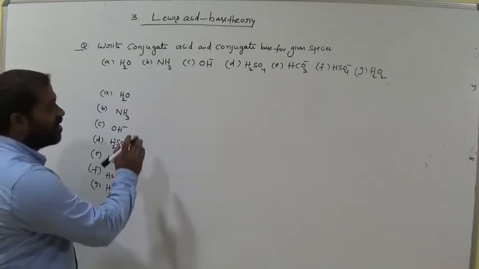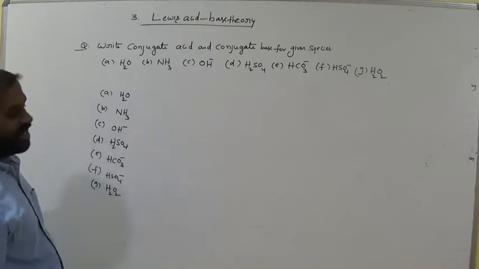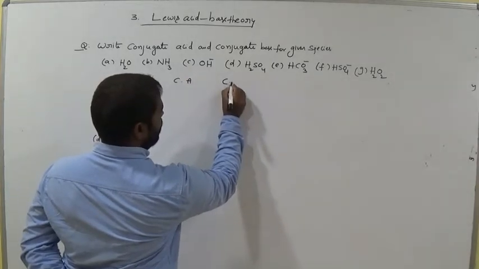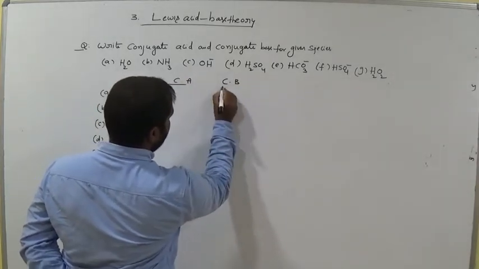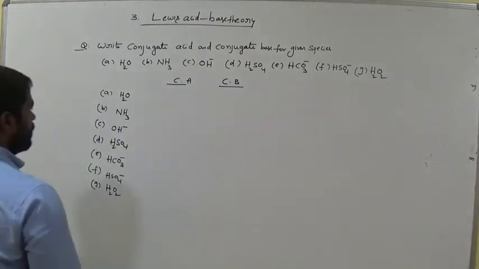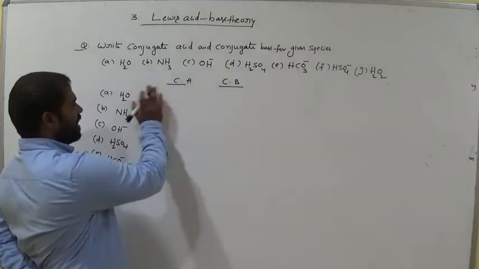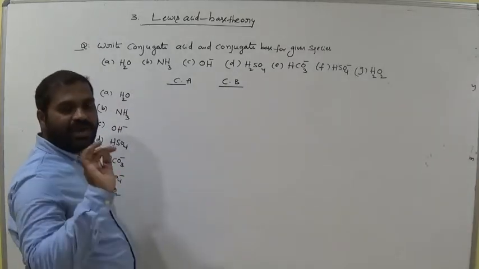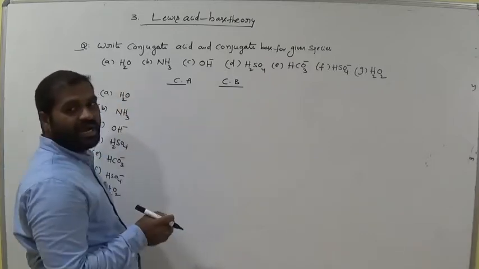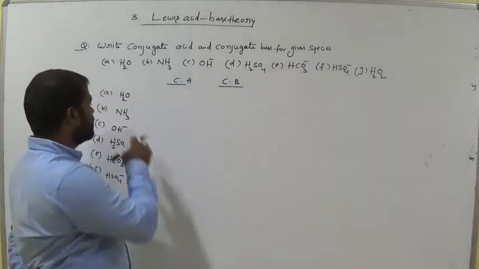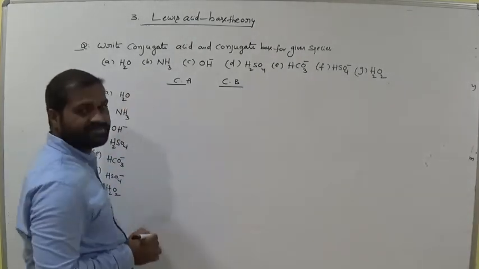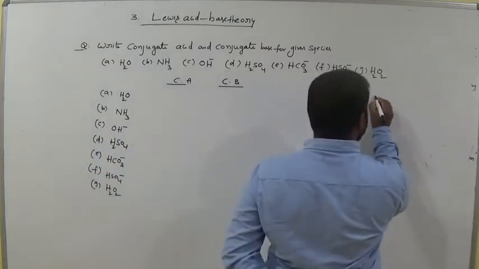Now I would like to write conjugate acid and base for each component. So now it is conjugate acid and this one is conjugate base. Is it clear? So now first write conjugate acid. If you want to write conjugate acid of this component, add H plus to this component. Add H plus. Now what is the charge here? On the H2O molecule the charge is 0, am I right?